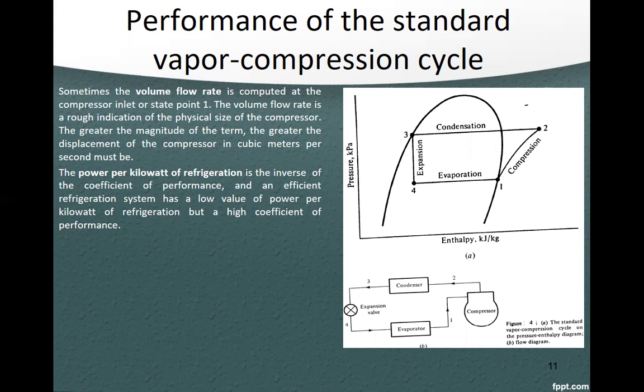Para maging kilowatt, multiply mo ng 3.56 kilowatt. Ay, times mo ng 0.75, approximately 0.75 tons per horsepower. Tapos multiply mo ng 3.56, iyon ang magiging kilowatt mo. Pag horsepower sa mga aircon, mae-encounter ninyo na iyan.